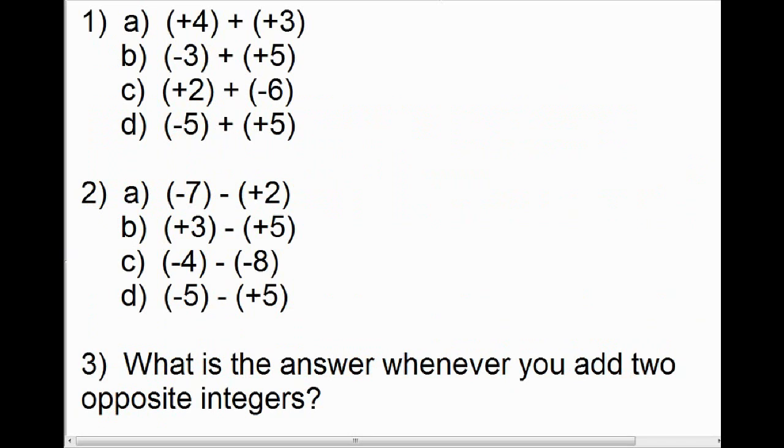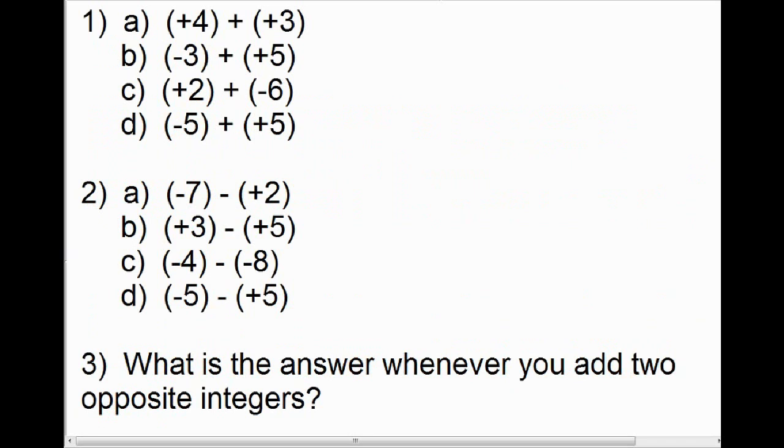So to finish off our lesson on adding and subtracting integers, I'm going to ask you to answer a few questions here. So question number 1 is all just adding integers. So again, if you're going to use a number line to do that, you start at the first number. If you're adding a positive, you move to the right that many places. If you're adding a negative, you move to the left that many places.